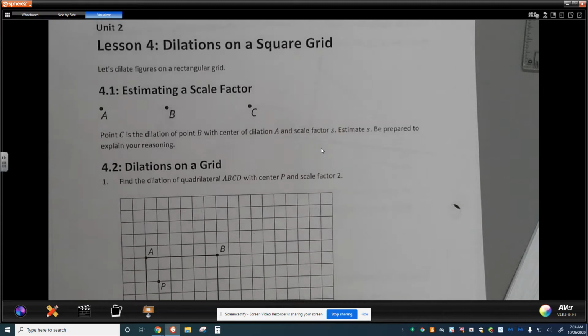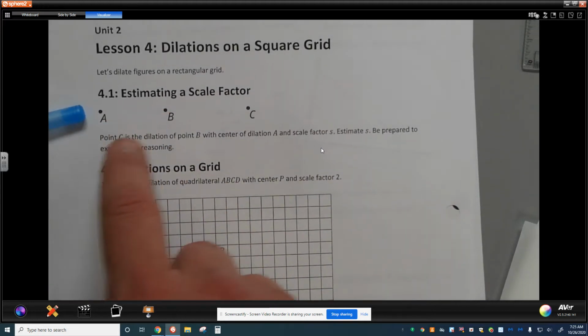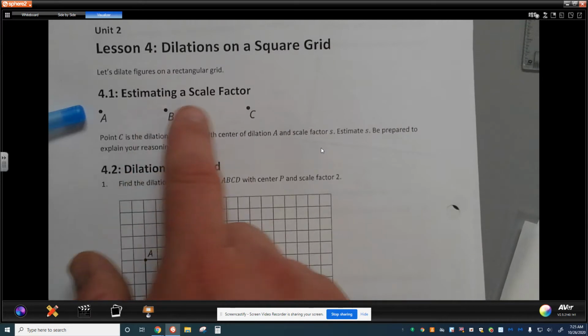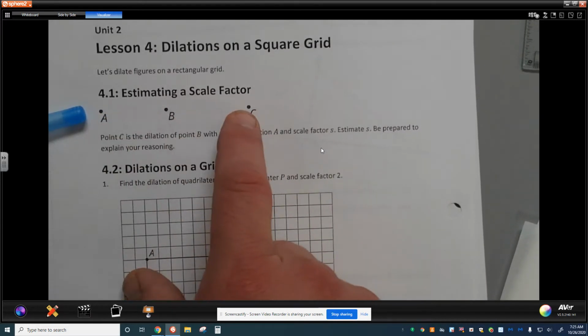Or we can use a piece of paper, but what we're not going to use is an actual measuring device. So what I'd like to do is go ahead and start out by looking at this, and I can see pretty clearly that the distance from A to B, sorry, I better back up. Point C is the dilation of point B, meaning that if C is out here and A is the center, then we're growing from A to C.